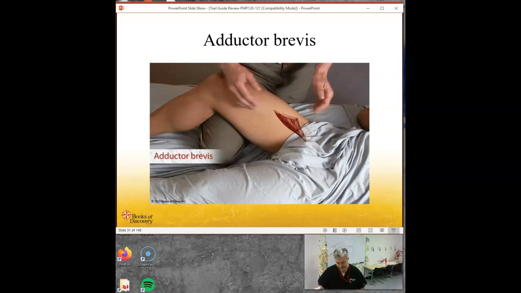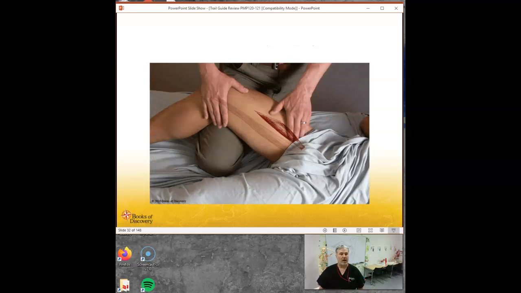It's going to adduct the leg. Adduct the what? It's going to adduct the hips. Yes, it's an adductor of the hips. Excellently said. Yes, sir. What's this one? This dark one in red.